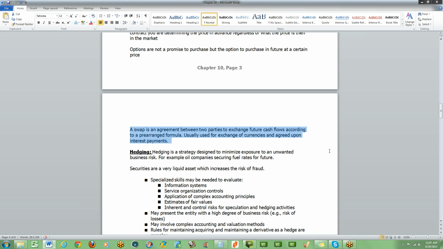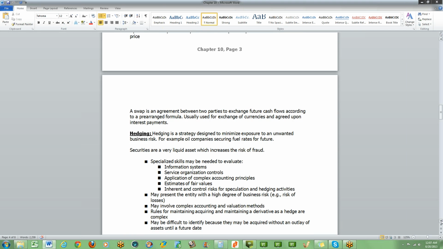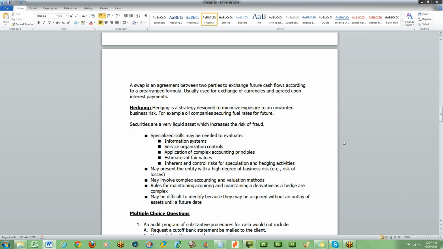Okay, hedging, a strategy designed to minimize exposure to an unwanted business risk. Southwest Airlines, when the fuel price went up, the one airline that was hit the least was Southwest Airlines. Why is that? Because they had negotiated good rates in the past. That 20 years from now, this is what we'll pay for the oil, regardless of what the market is. Okay? And that's called hedging.